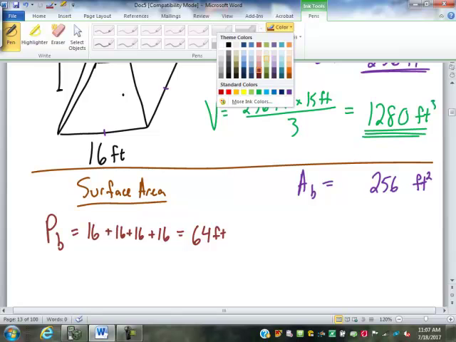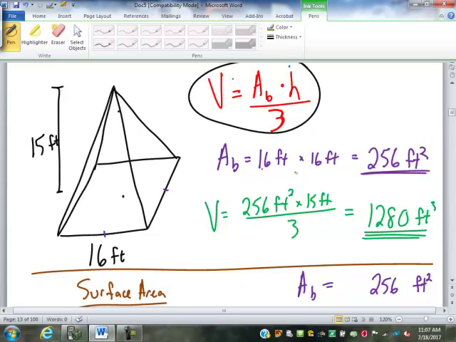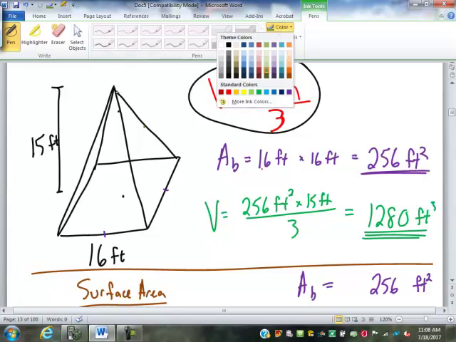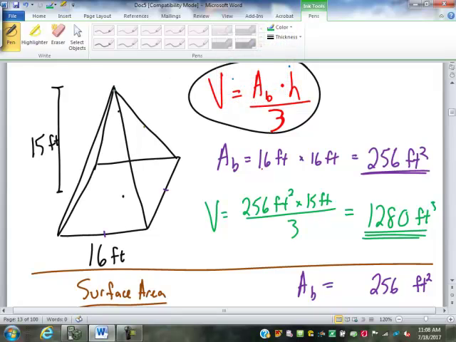However, in our other shapes, the lateral surfaces here went straight up and down, right? These do not go straight up and down. The length of this surface is not the same as the height. The height goes straight up and down. That 15 feet goes from the peak of this down to the center of the base. That's the 15 feet right there, hitting it at a right angle.